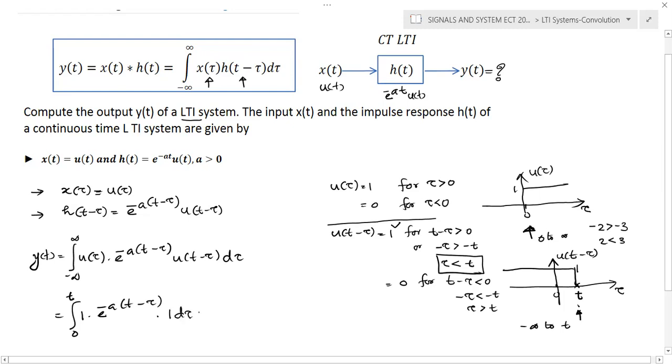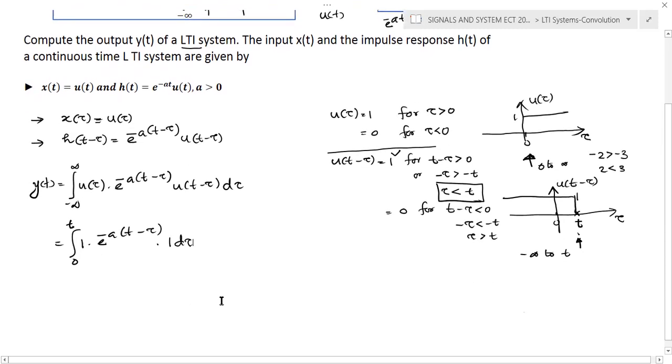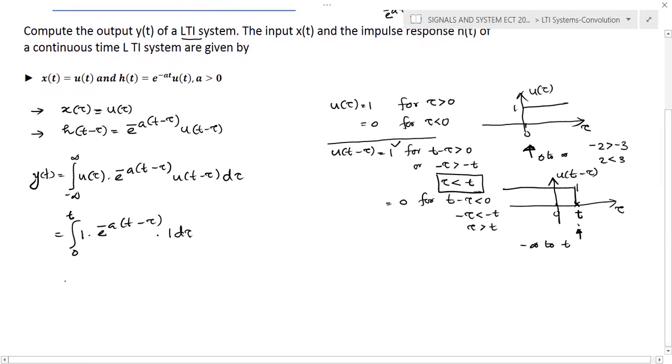So now we can simplify the integration, and we'll get integral 0 to t e raised to minus a t plus a tau d tau. And if you split the equation, integral 0 to t e raised to minus a t into e raised to a tau d tau.